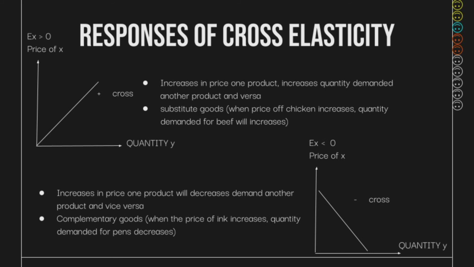And we also have another one that did not show up in the slide. Any increase in the price of one product will not affect the demand of another product and vice versa. The products have no relationship, such as an increase in the price of oil having no effect on the demand for houses. This is the graph of zero cross elasticity.